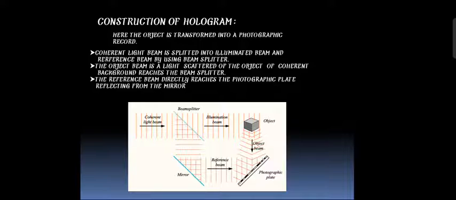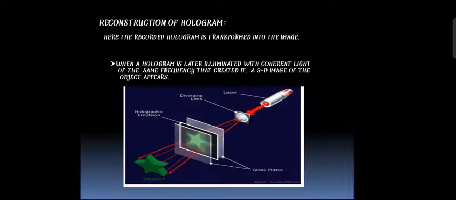Then the construction of the hologram. Here the object is transformed into the photographic record. The coherent light beam is split into the illuminating beam and reference beam by using a beam splitter. The object beam is the light scattered off the object by the coherent beam that reaches the beam splitter. The reference beam directly reaches the photographic plate, reflecting from the mirror. The photographic plate absorbs these waves and prints the object on it.